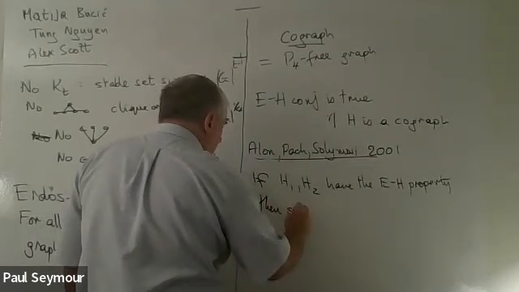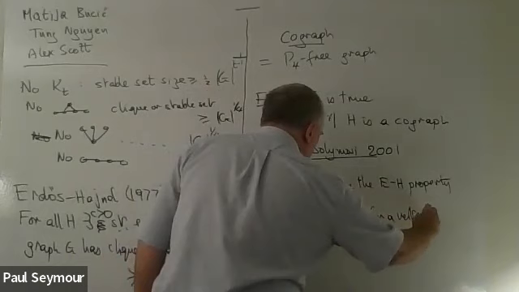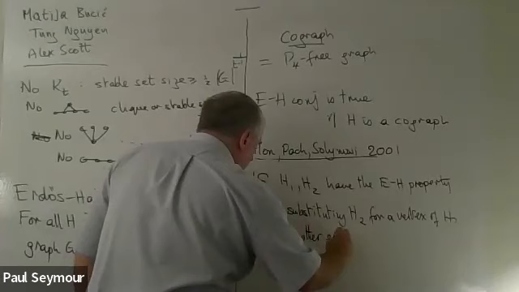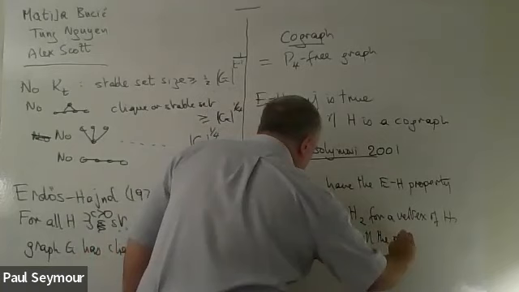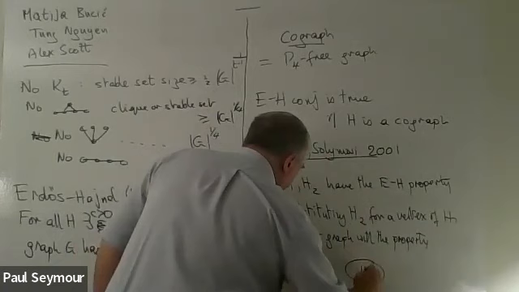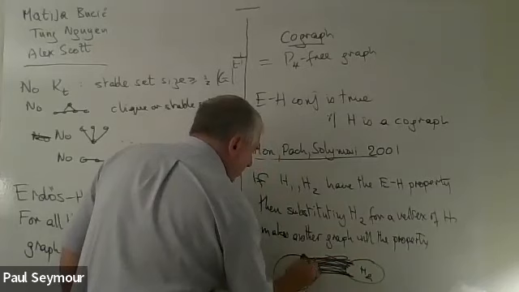Substituting H2 for a vertex of H1 makes another graph with the property. What does substituting mean? It means here's H1, there's some particular vertex of it, here's H2. So what you do is you erase this vertex and you make all the vertices of H2 adjacent to what used to be the neighbor set of the first vertex. You substitute H2 for this vertex, which has now disappeared.